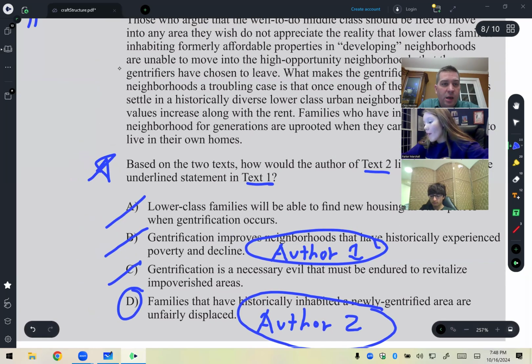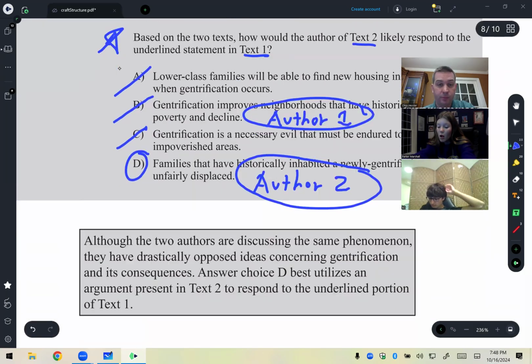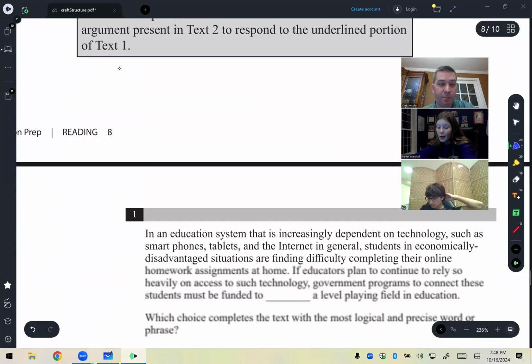So just have to keep an eye on perspective. The two authors probably disagree with one another. So, even though they're talking about the same subject, they don't agree, usually. All right. So that's the paired passage.